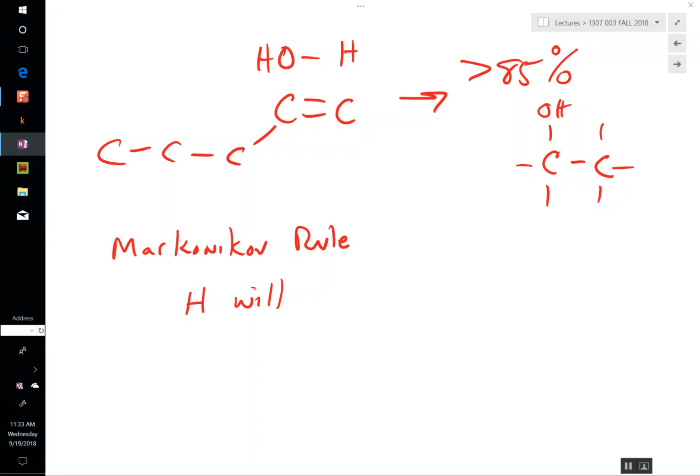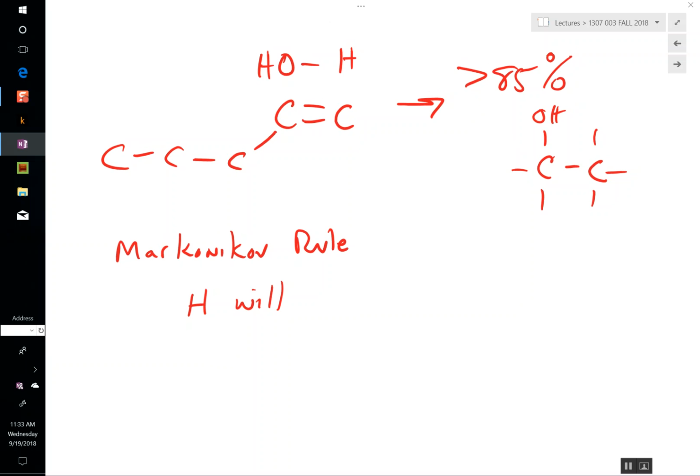All right, so this is no law. This isn't the law of gravity, that if I let go of this, it's going to hit the floor 100% of the time. This is Markovnikov's rule. It's a very good rule of thumb. You know, like don't buy a car on Monday that was built on Monday. Okay, that's not a law. It's a rule of thumb.